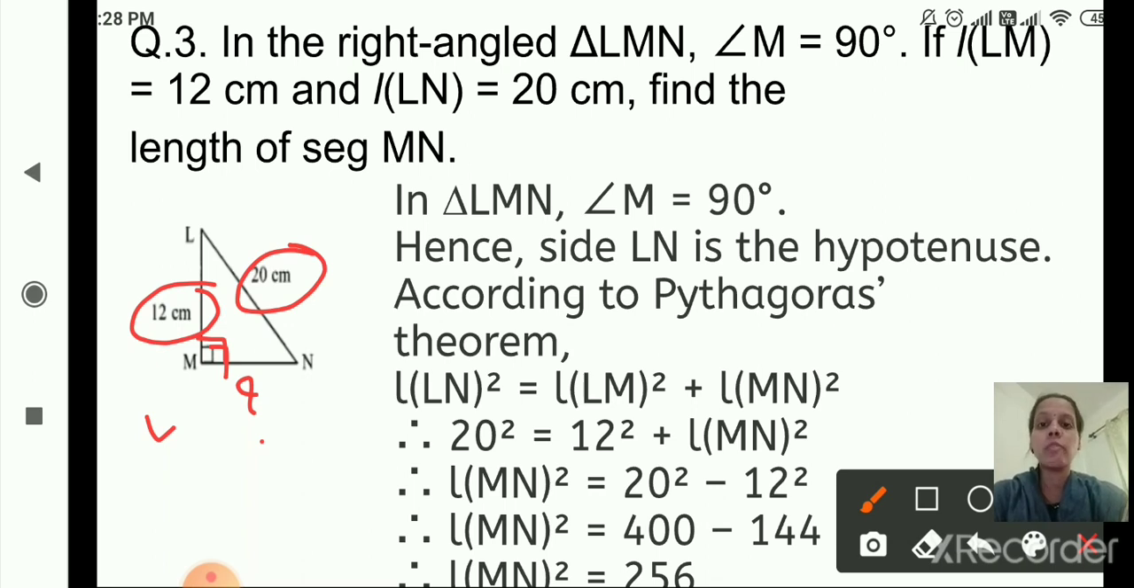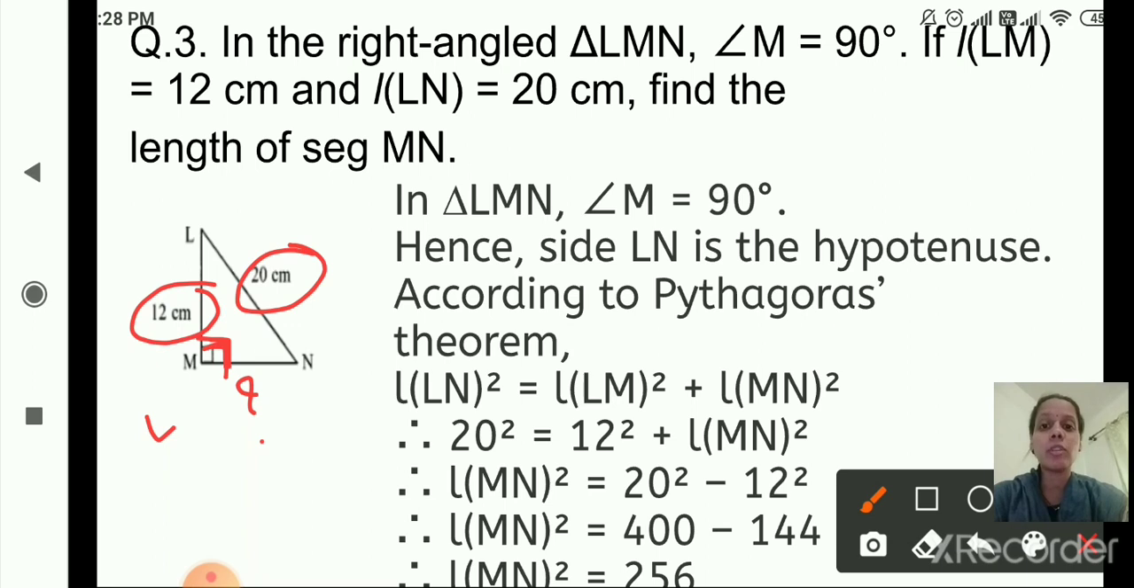Now we'll start solving. In triangle LMN, angle M is equal to 90 degrees. So this is given, angle M is 90 degrees. Hence side LN is the hypotenuse. Why? Because the side which is opposite to the right angle is called the hypotenuse. So angle M is the right angle and the side which is opposite to angle M is LN. So side LN is the hypotenuse.